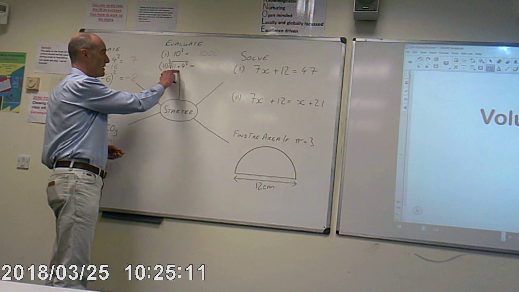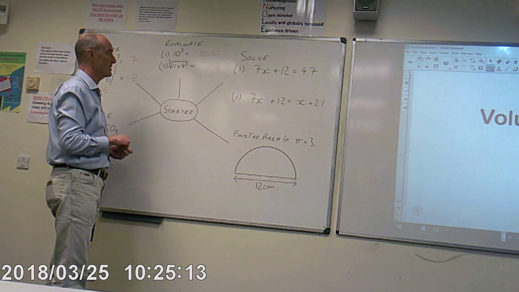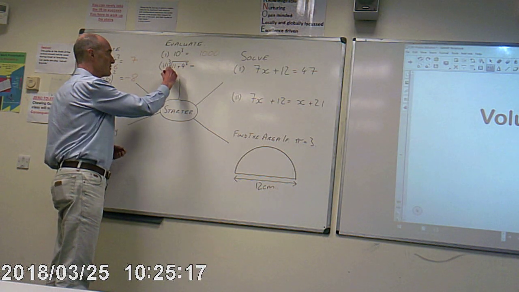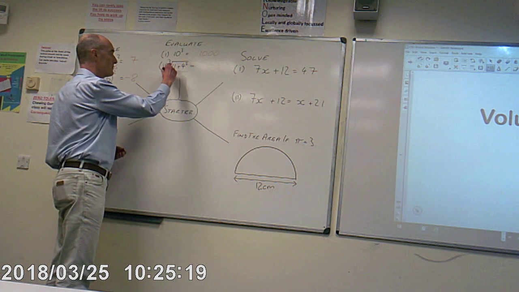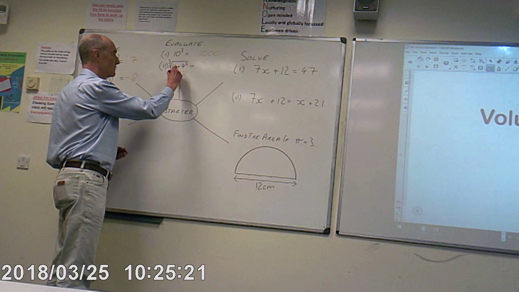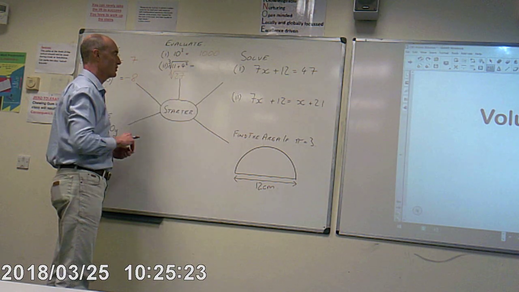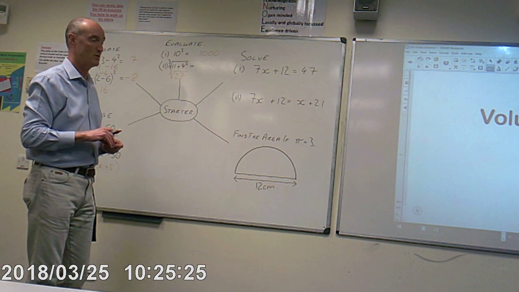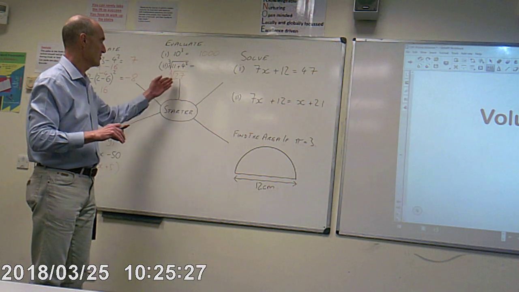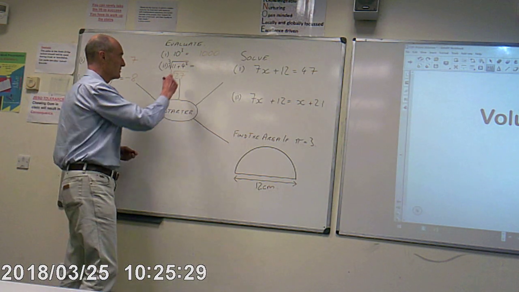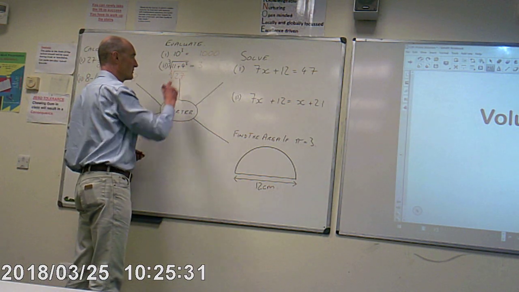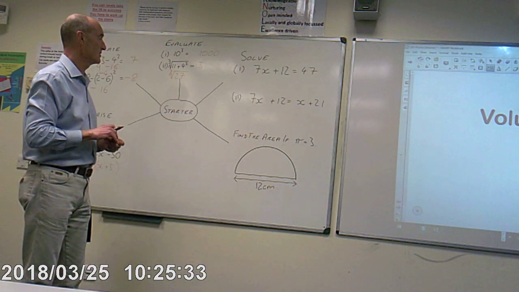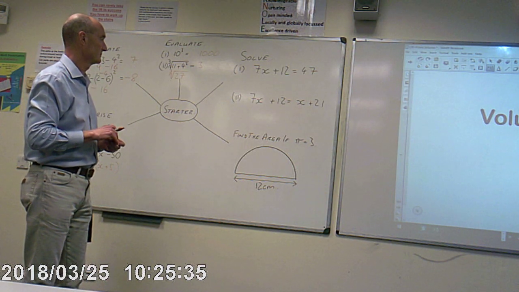The cube root of 11 plus 4 squared. Well, what's 4 squared? It's 16. 16 plus 11 gives us the cube root of 27. What's the cube root of 27? What number multiplied by itself three times would give us 27? The solution is 3. 3 times 3 is 9. 3 times 9 is 27.